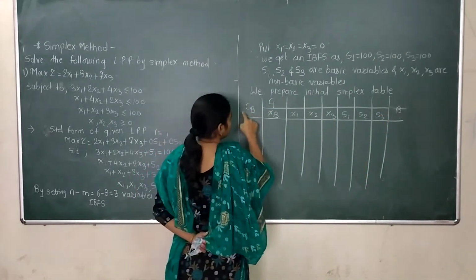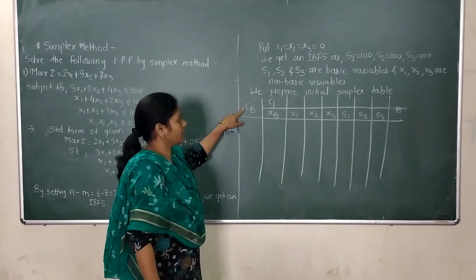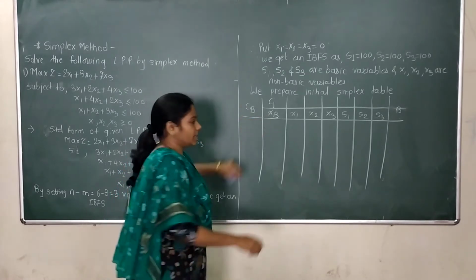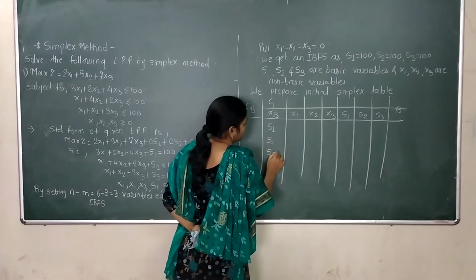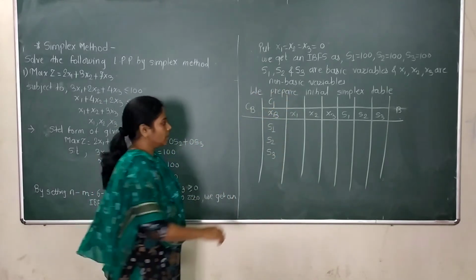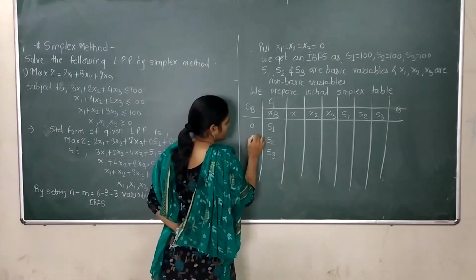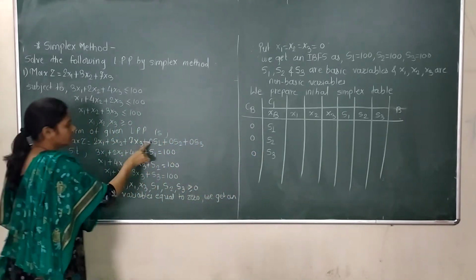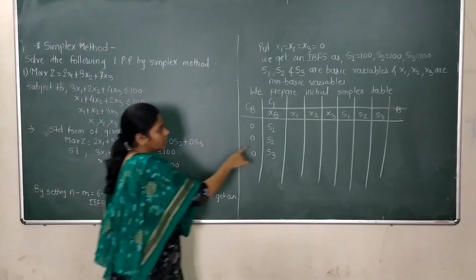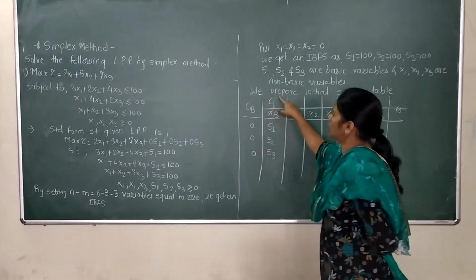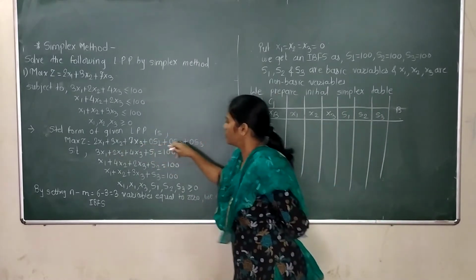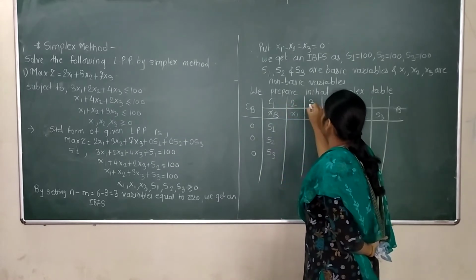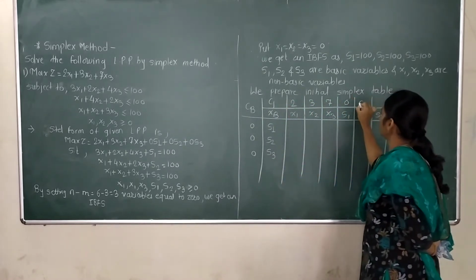Here this CB is nothing but the coefficient of the basic variables. Here XB is nothing but the basic variables. So we are getting here s1, s2, s3 as basic variables in the IBFS. So its coefficients are 0, 0, 0 in standard form. Here Cj is nothing but the coefficients of all the variables in standard form. So it is 2, 3, 7, 0, 0, 0.